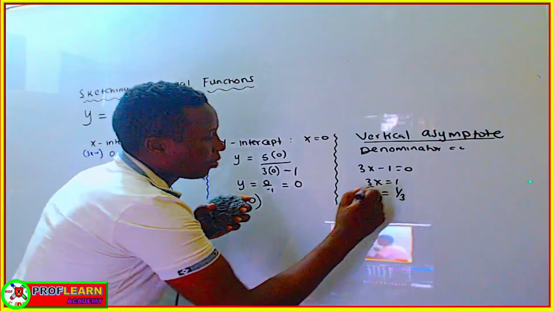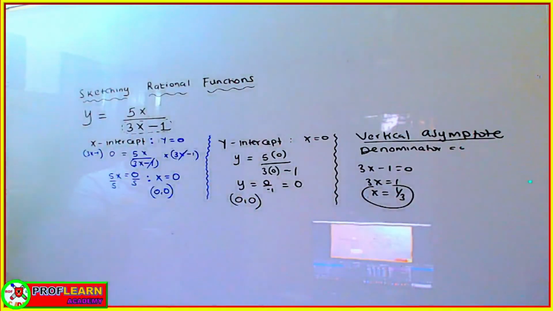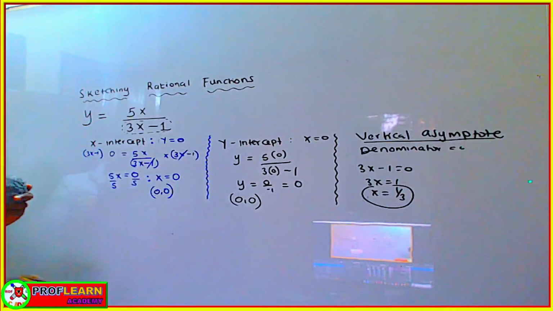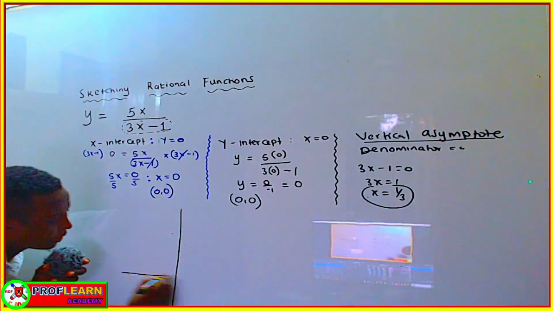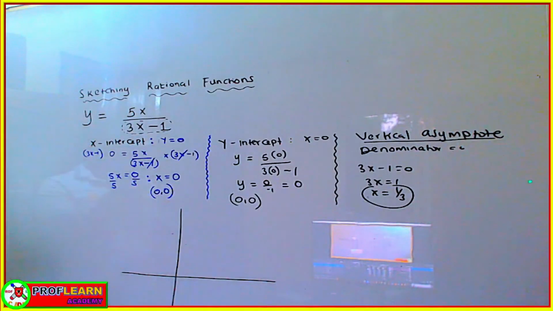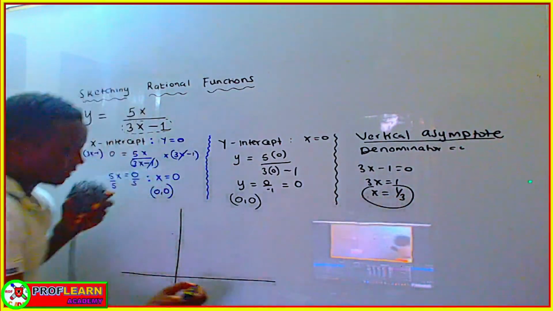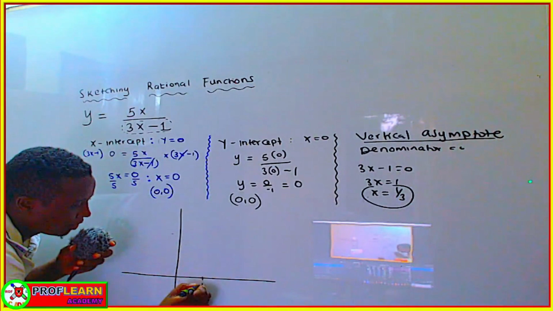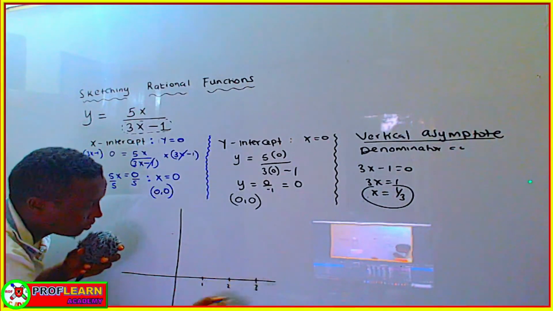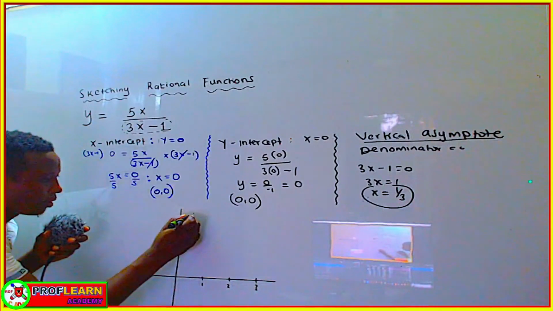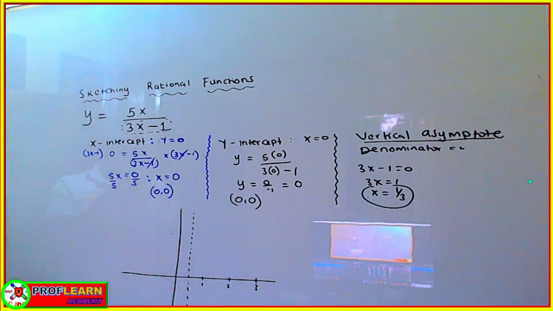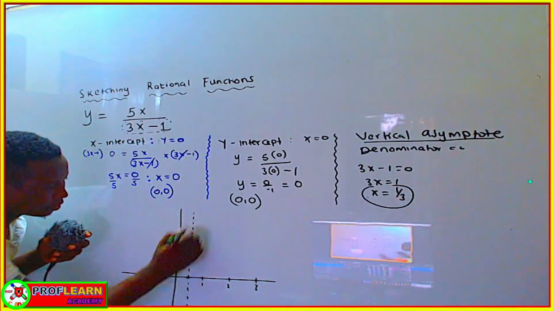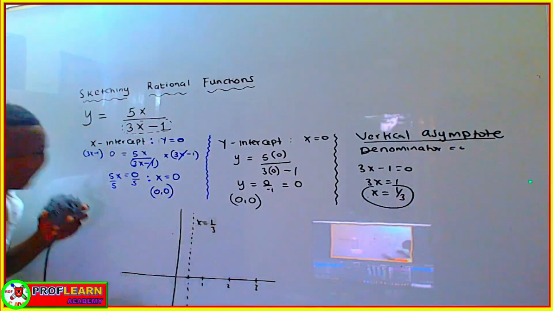And now at that particular point, we can start looking at how our graph is going to look. Our graph is going to have the x and the y axis like that. So at x is a third, if we say that this is 1, this is 2 and this is 3, then our vertical asymptote is going to pass through that particular point. So at this point here, we say x equals 1 over 3.